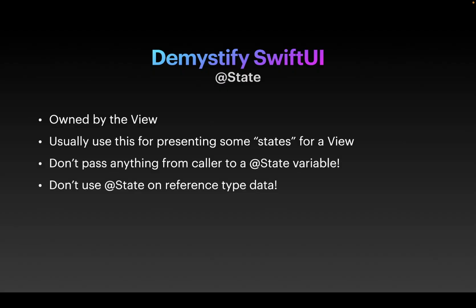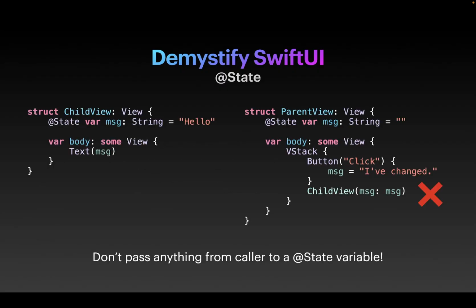There's one more important thing: don't pass anything from the caller to an @State variable, and don't use @State on reference type data. Actually, we're going to take a look at some concrete examples. So this is some code. First, take a look at the left, we have a child view. This is quite simple. We have an @State variable named message, and we can display that.